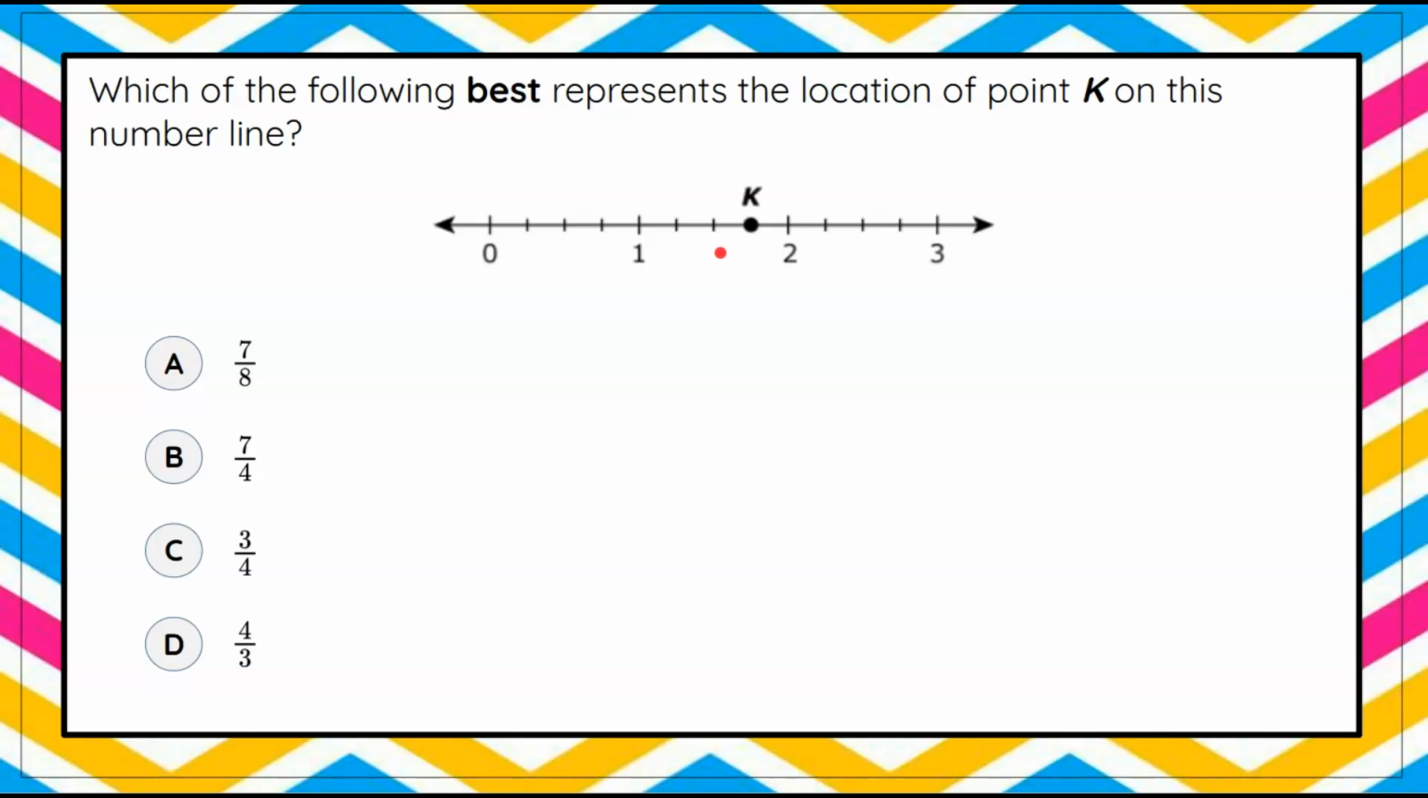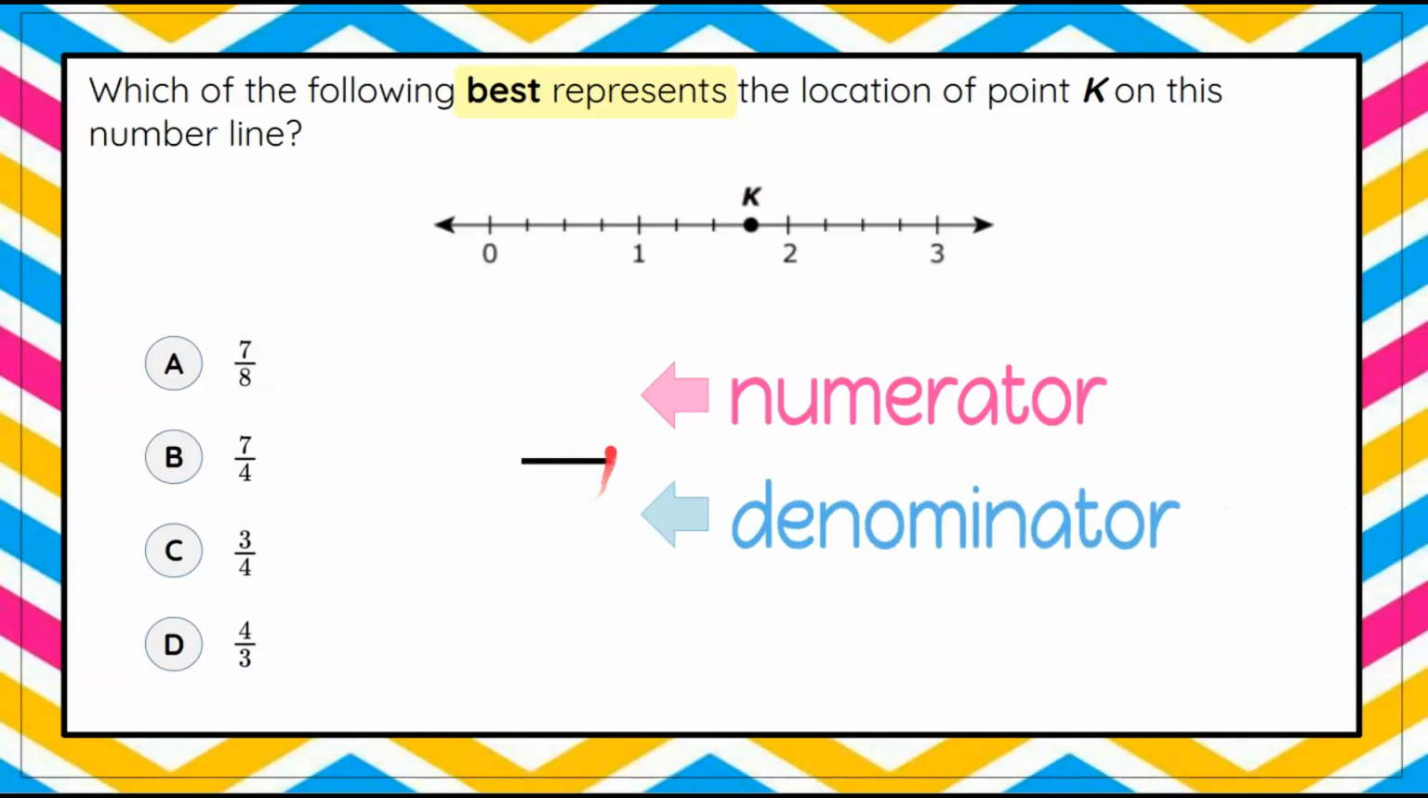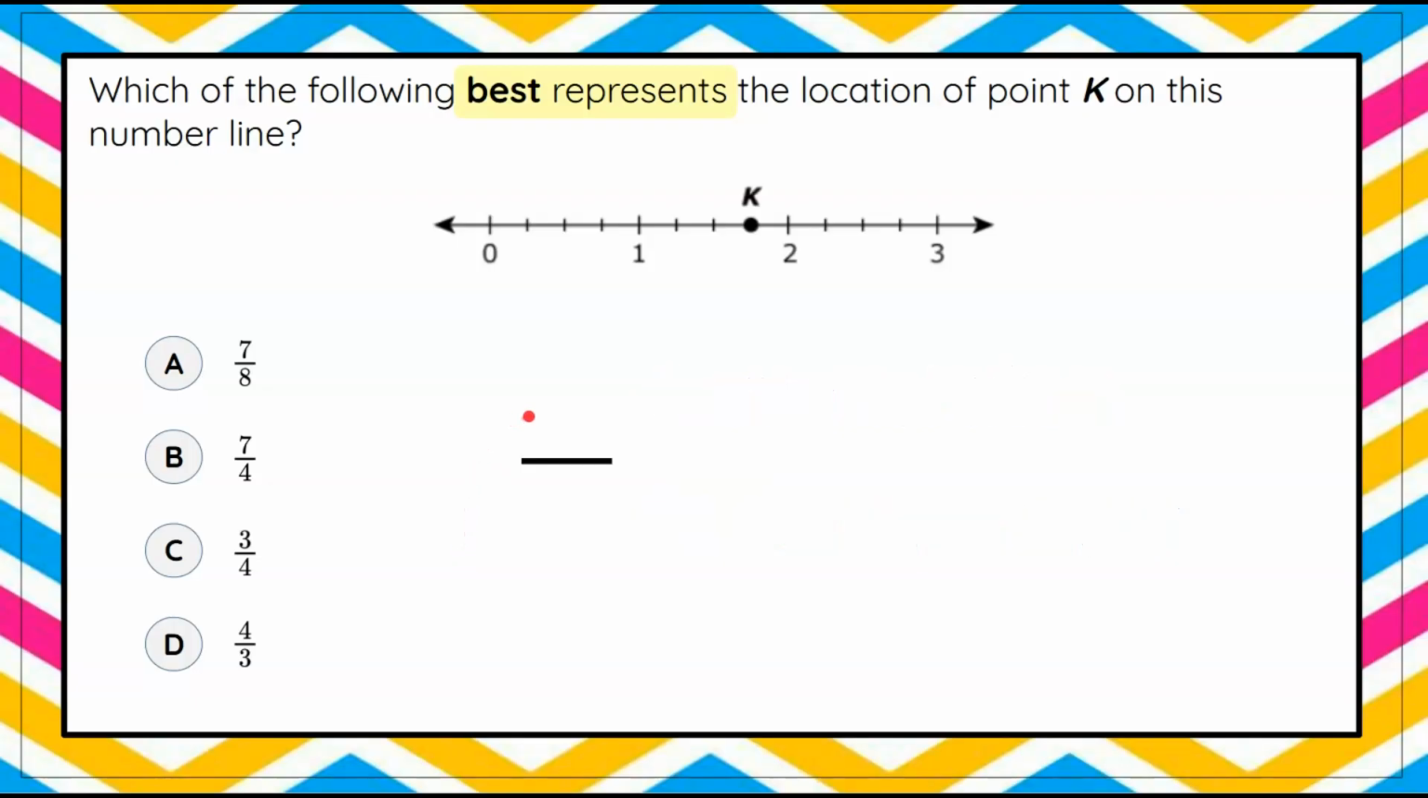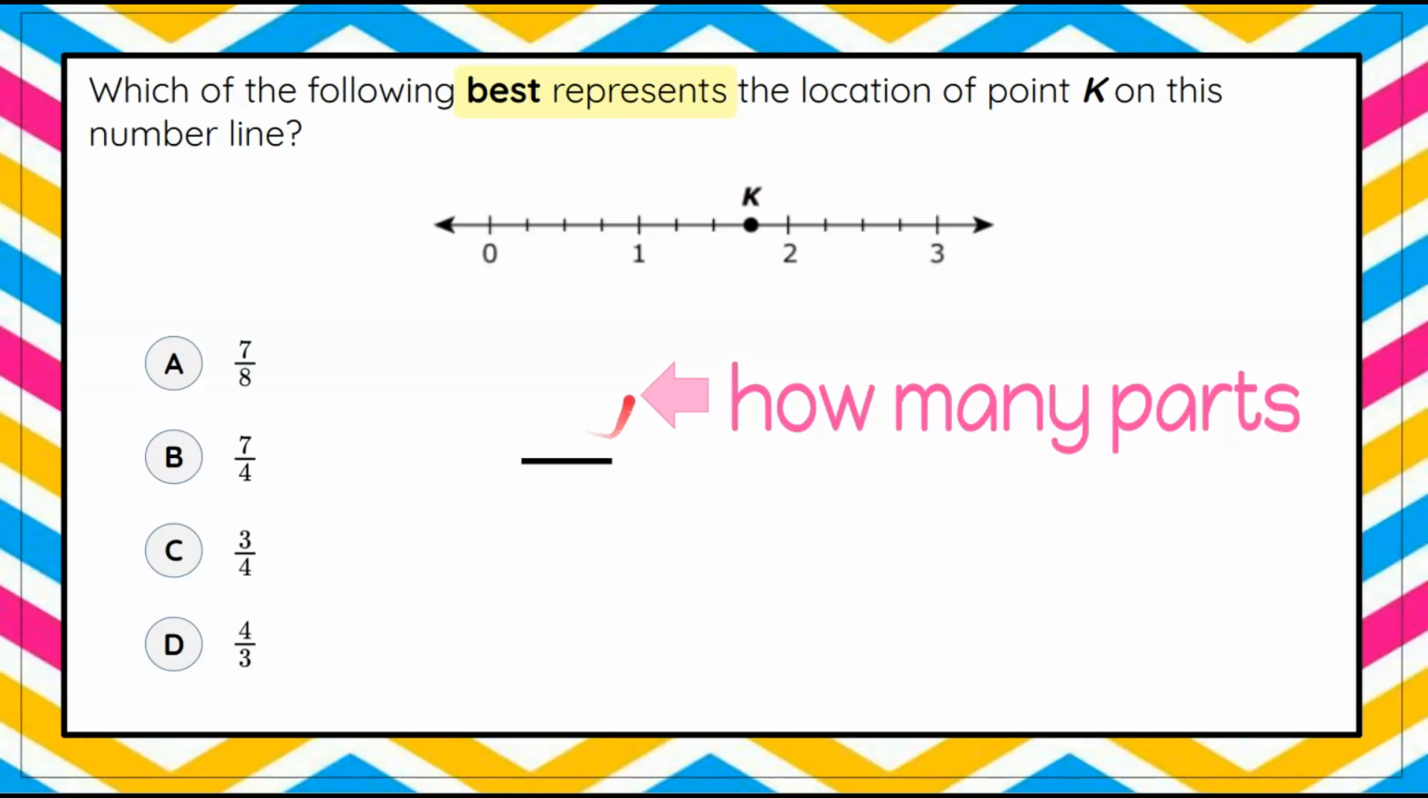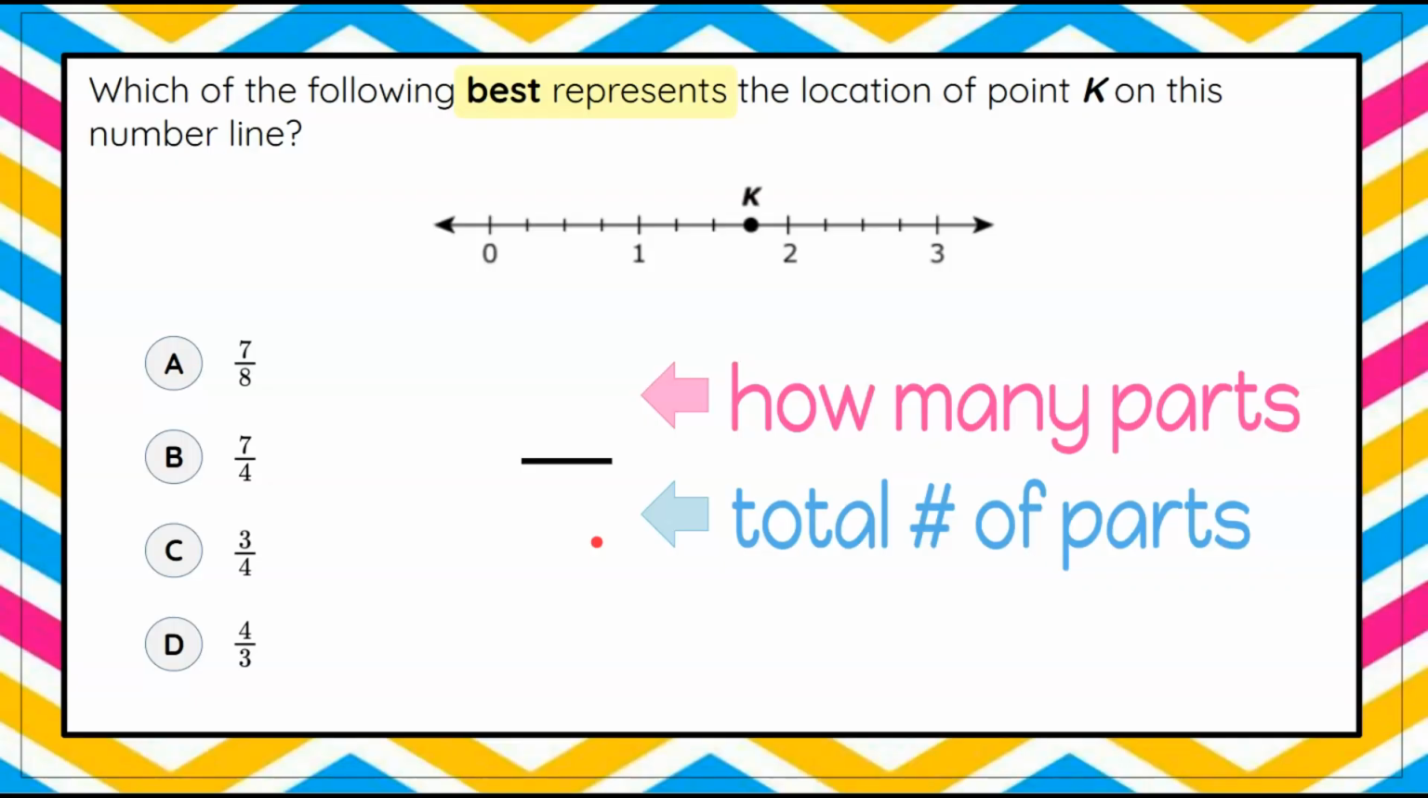Good luck. Welcome back. So we want to understand which of these 4 answer choices best represents the location of K on the number line. So I can see that they're all fractions. Let's understand that a fraction is represented by a numerator divided by a denominator, so a ratio of 2 values. We also understand that our numerator is representing how many parts out of a total number of parts.